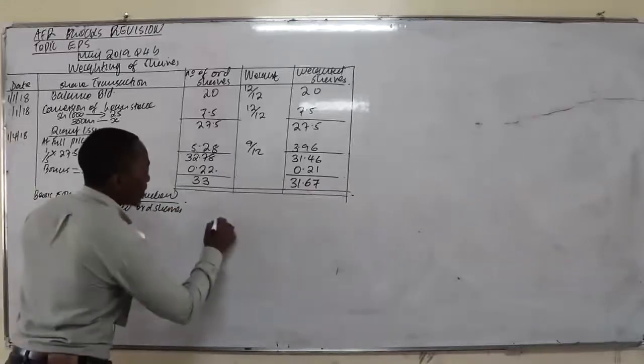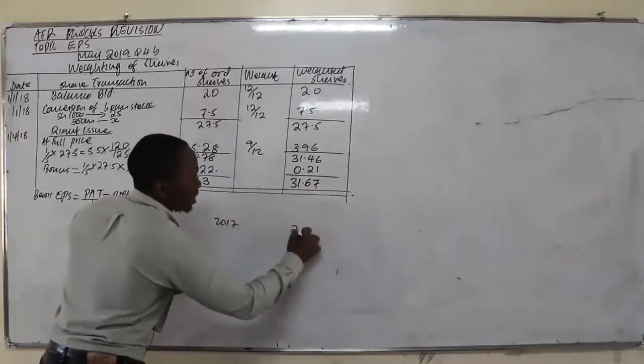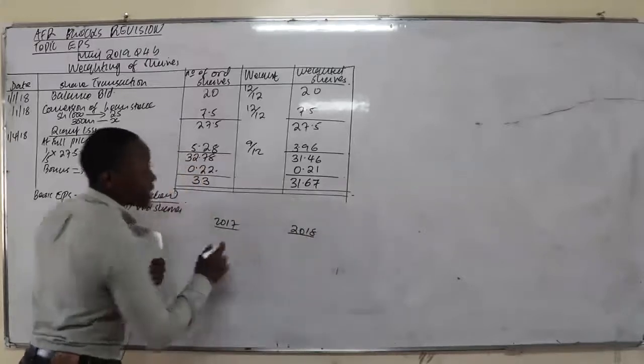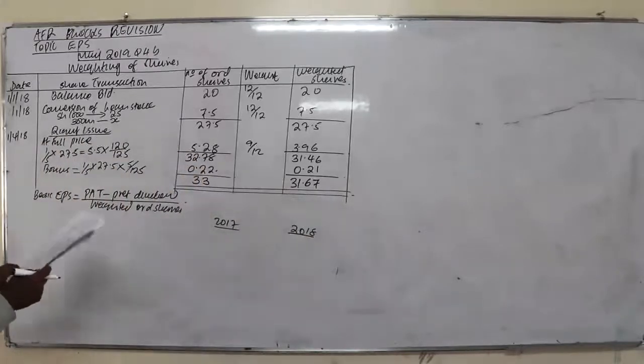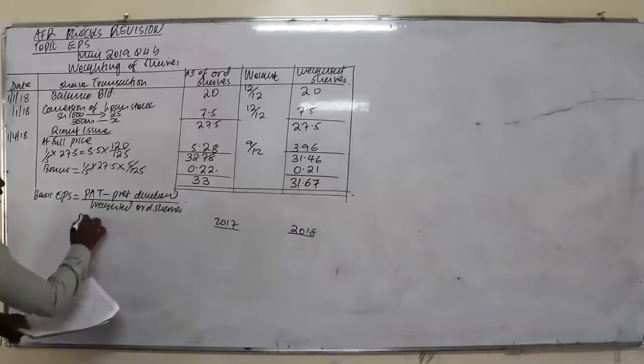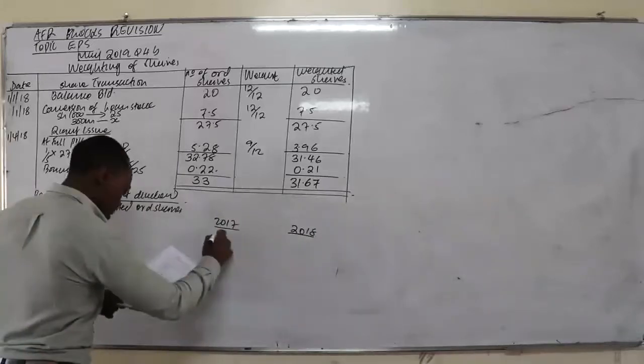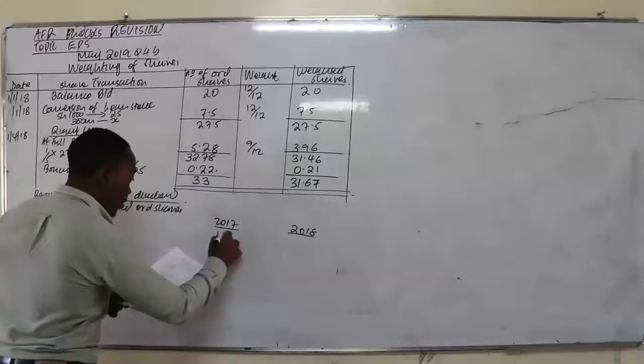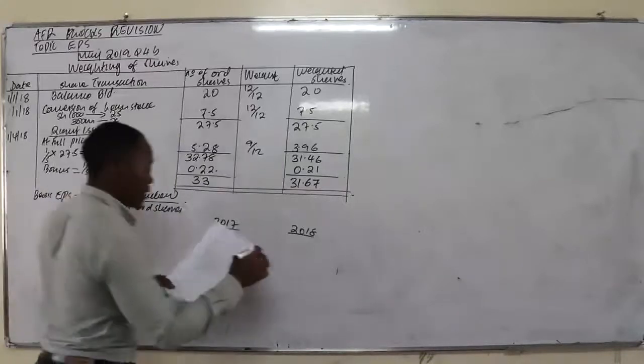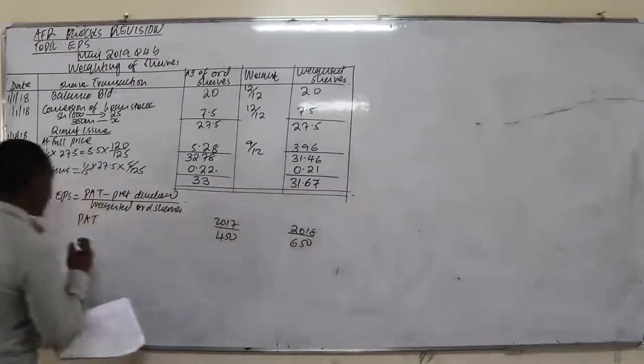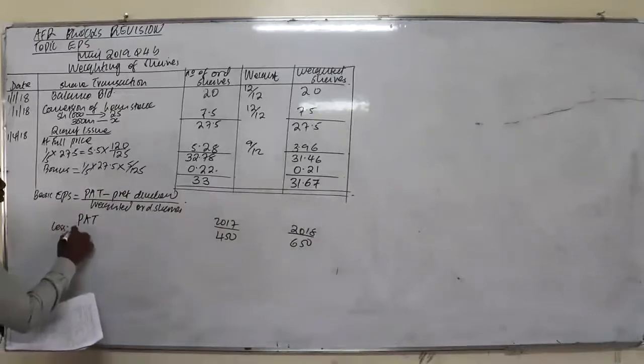We have 2017 and we have 2018. We are given the income statement extract, and we are given profit after tax. 2017 was how much? Yeah, it was 450. And 2018 we have 650. Then you deduct preference dividends.